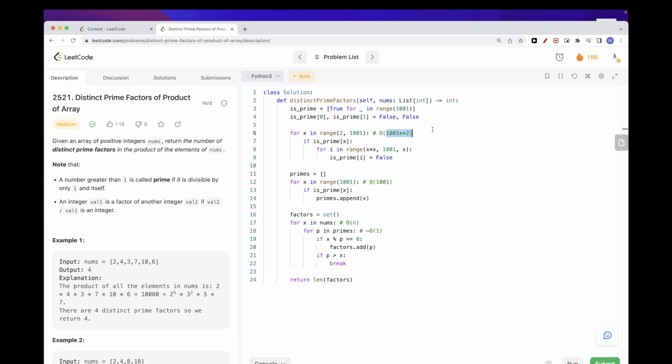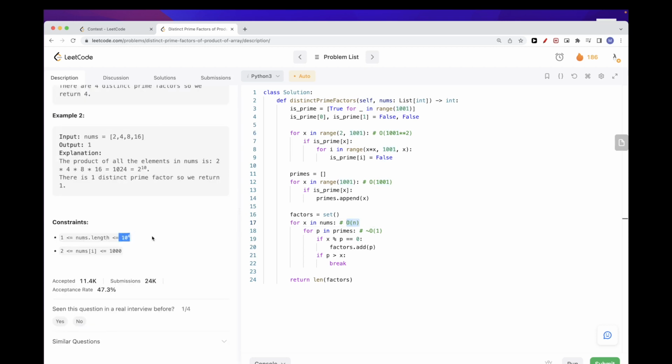And of course, this constant can be pretty big, up to 10 to the power of 3 or 6. But n can be up to 10 to the power of 4. So roughly it's O of n-ish with some significant constant factors. So that's in terms of time.